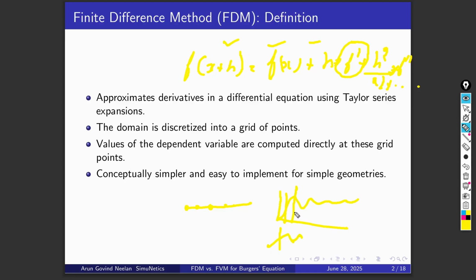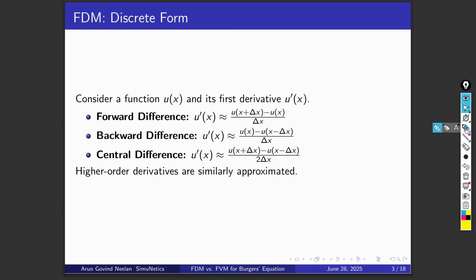If we use those Taylor series, we can derive the first order derivative using this one. This we call forward difference, and this we call backward difference. This we call center difference. This is second order accurate, this is first order accurate, and this is also first order accurate. Similarly, if we take more terms, we can derive higher order equations.